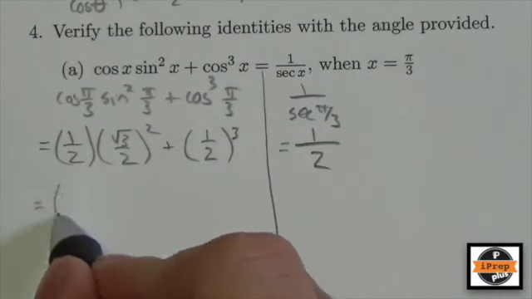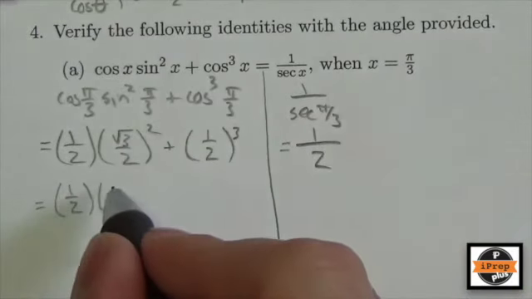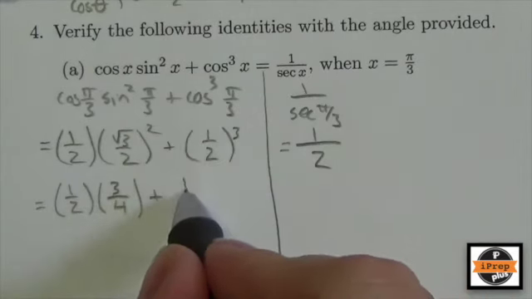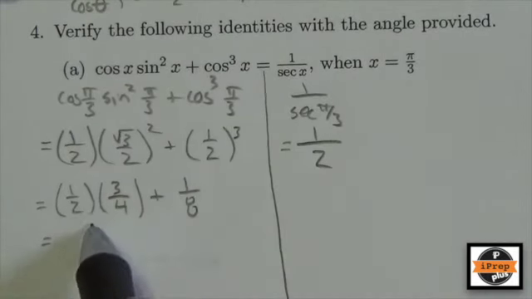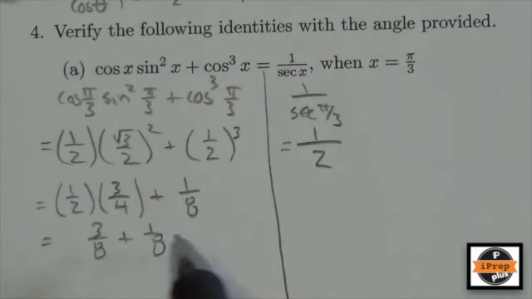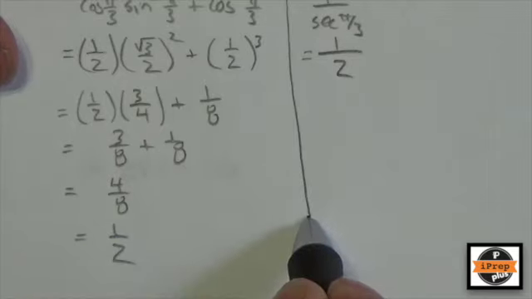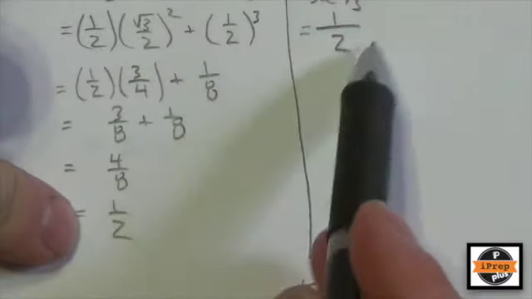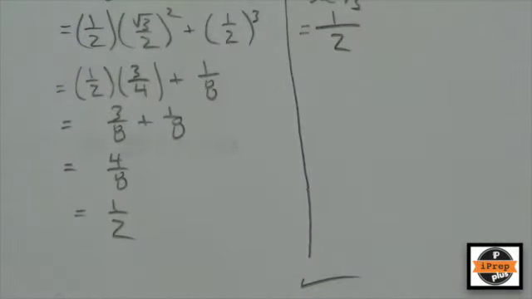There's not much more I can do with that 1/2, but I've got some work I can do over here. This is still going to be 1/2 multiplied by, well, root 3 over 2 squared, which is going to be 3 over 4. And then 1/2 cubed will be 1/8. When I multiply those together, I'm going to get 3/8 plus 1/8, which gives you 4/8, and then that reduces down to 1/2. And so there we go. That's true. The left side is independently equal to the same value as the right side. We have been able to verify that this could possibly be an identity.